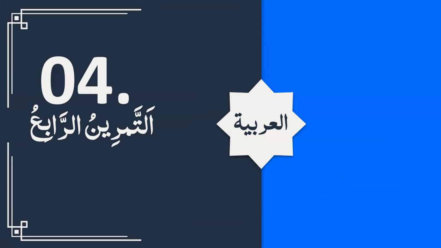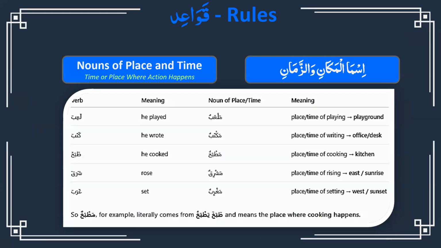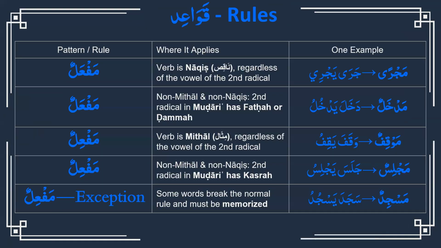And the next exercise, I just added it in there to give everybody an understanding of what we were learning. I already mentioned at the beginning of the lesson that we were learning Ismal Makan was Zaman, the nouns of the place and the time. So that's what we have learned, and I already gave you the examples. There are 4 different patterns. Generally there are only 2 patterns, but they're divided into 4 because of how different verbs, Naqis and Mithal, and present tense and past tense, are actually made.